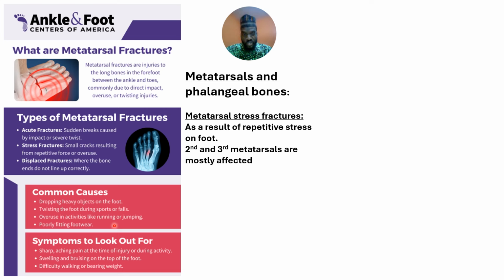The symptoms that usually emanate from this are sharp or aching pain at the time of the injury, especially for the acute ones. Then there could be swelling and bruising on the top of the foot for a longer lasting one, and difficulty walking or bearing weight.